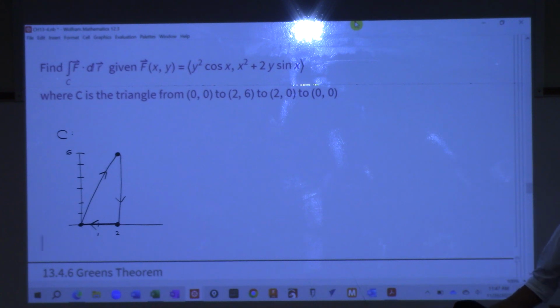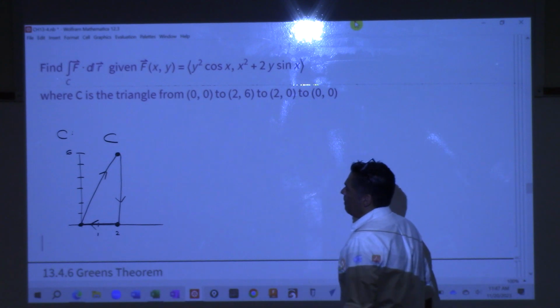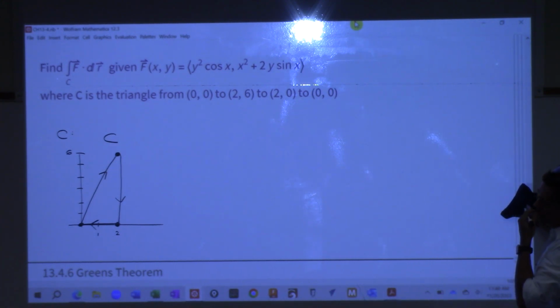Are we okay with that C? Yes. That's C. So we want the work if we travel along that curve and we're given our vector field.